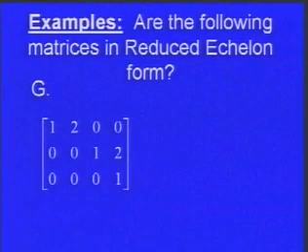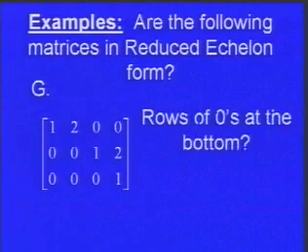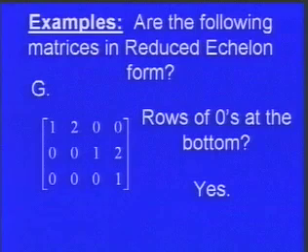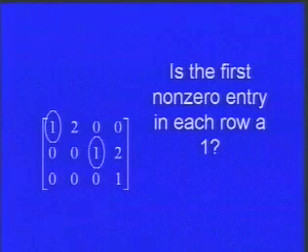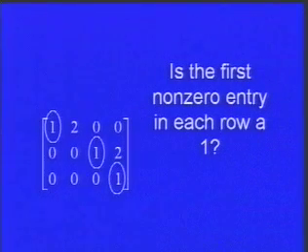Okay, even another example. Let's check it out. Here, do I have any rows of zeros? Well, there aren't any, so you just again say yes. All right, what about, is the first non-zero entry in each row a 1? First row looks good. Second row looks good. Third row looks good. Okay, so yes.